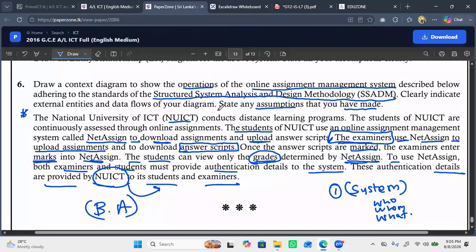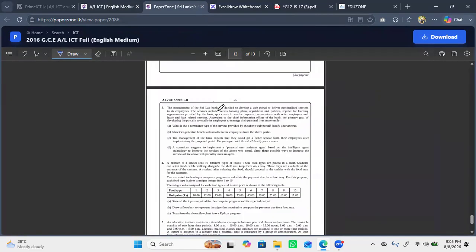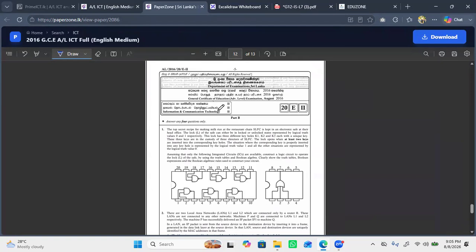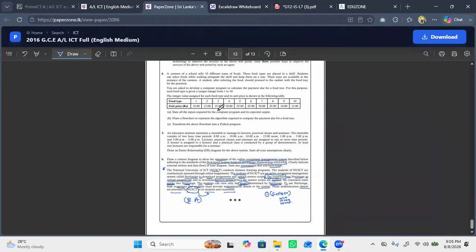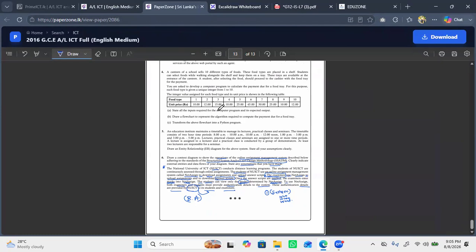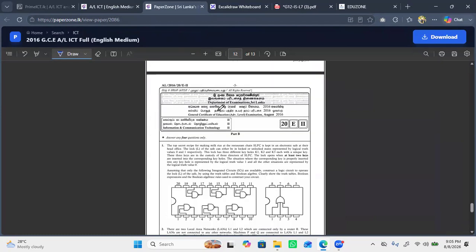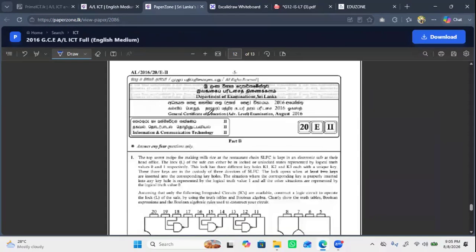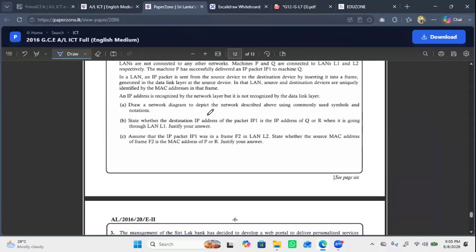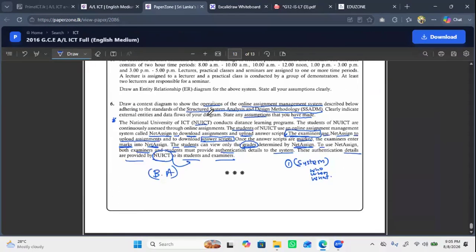Question number 6. This is part 2. Yes, this is part 2. In the part 2 question, according to the modern method, you are getting 4 questions, which means 16 marks. So out of 16, you can get 15 if you do it this way.